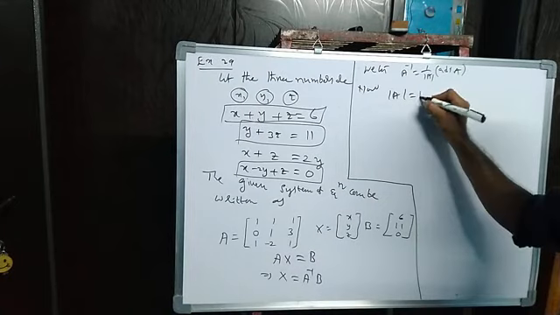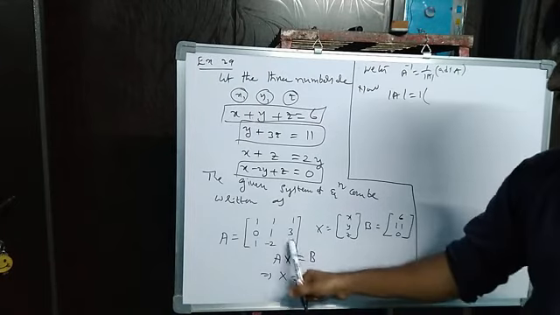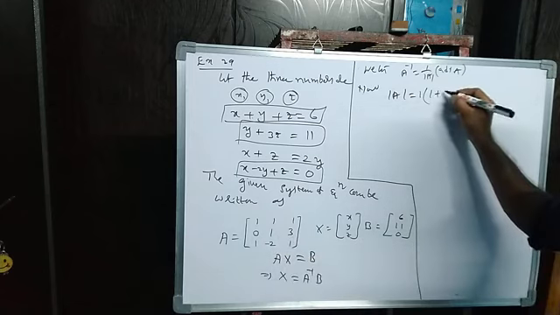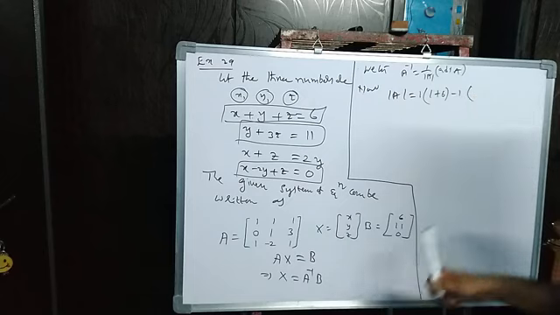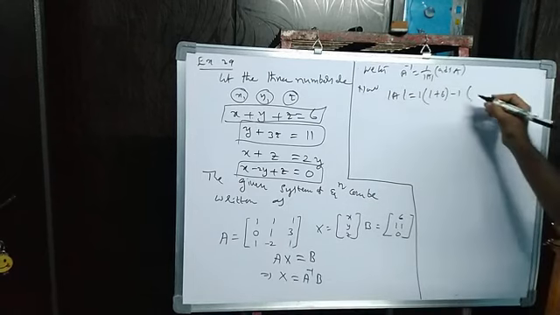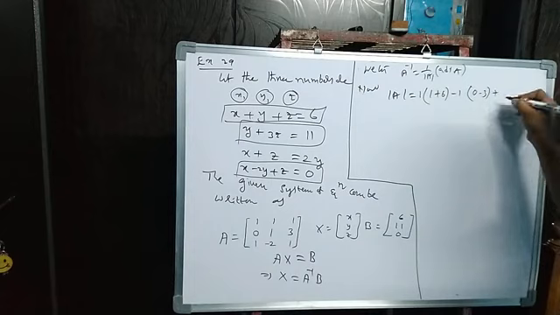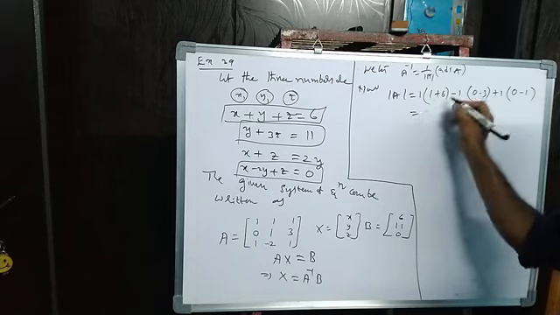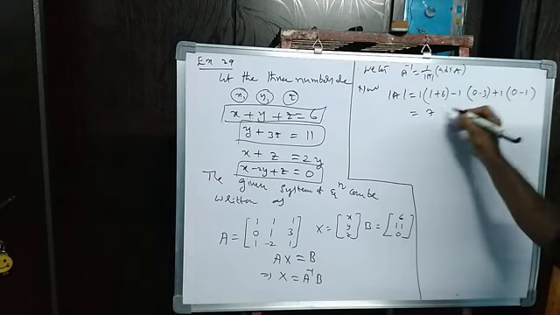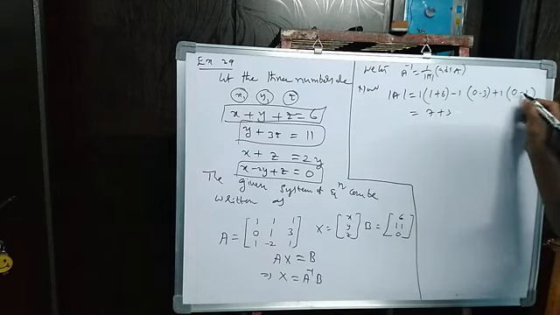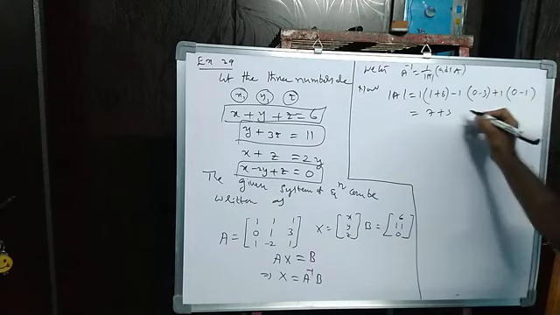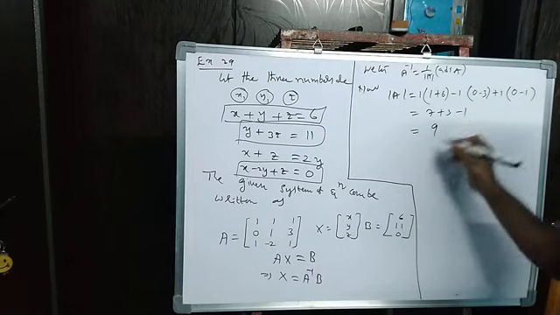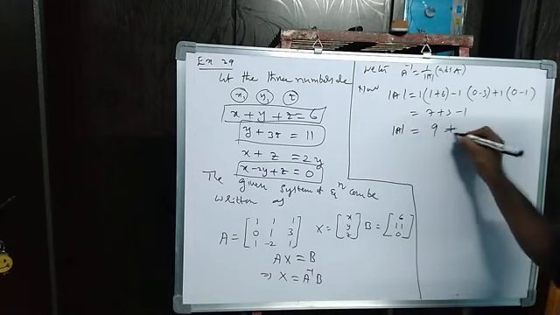Find det A. 1 into 1 is 1, minus 2 into 3 is minus 6, so minus times minus is plus 6, right? Minus 1 into 0 minus 3, plus 1 into 0 minus 1. Simplify this one: 6 plus 1 is 7, 7 into 1 is 7, plus 3, and 1 minus 1. So what I got: 3, 9, 10 minus 1 is 9. So det A is 9.